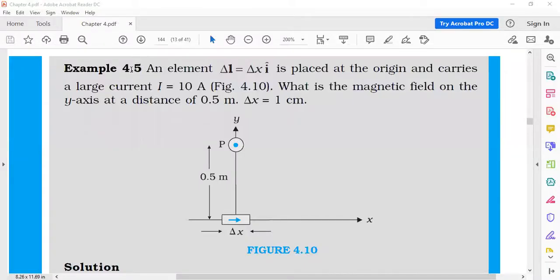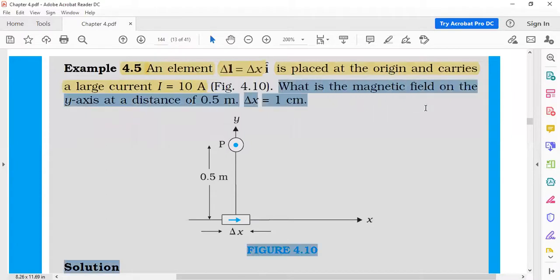Good morning, students. Today we'll have a 4.5 worked example. An element delta L equal to delta x i means the length of the element is delta L, which is along the x-axis, placed at the origin, and carries a large current of 10 ampere, I equal to 10 ampere, as shown in the figure. What is the magnetic field on the y-axis at a distance of 0.5 meter, as shown in the diagram? Delta x equals 1 centimeter.